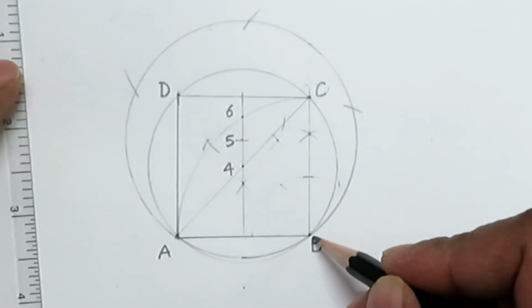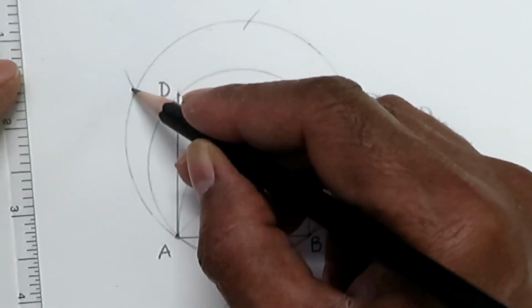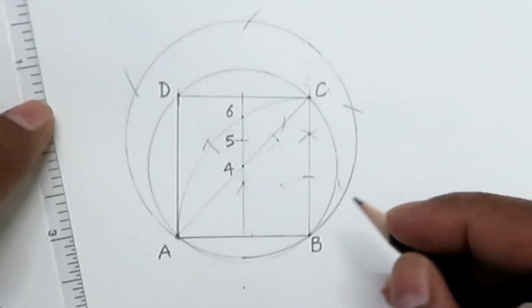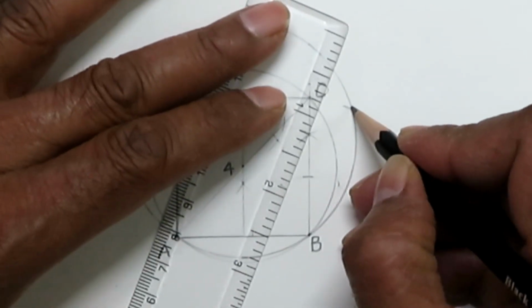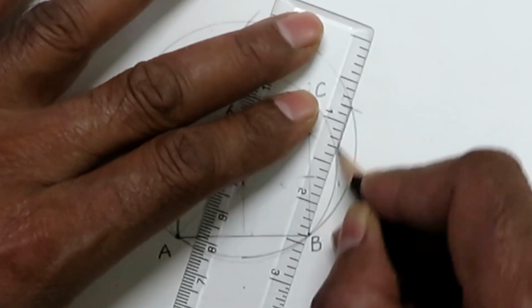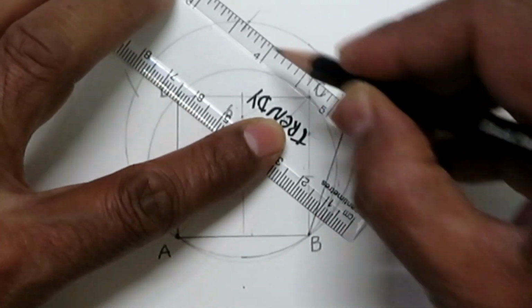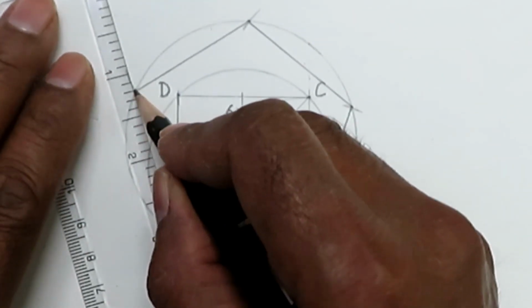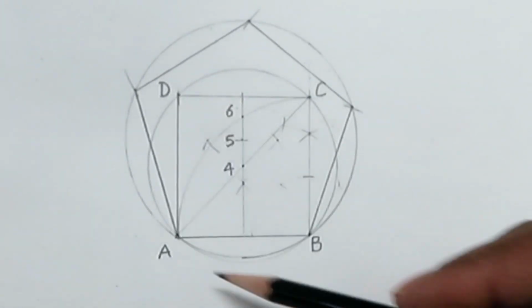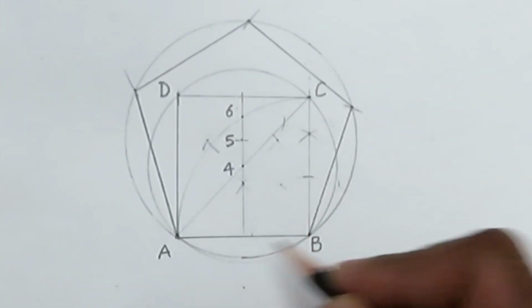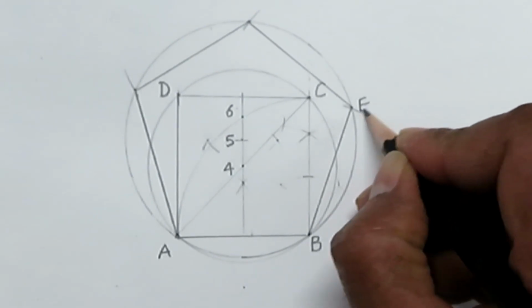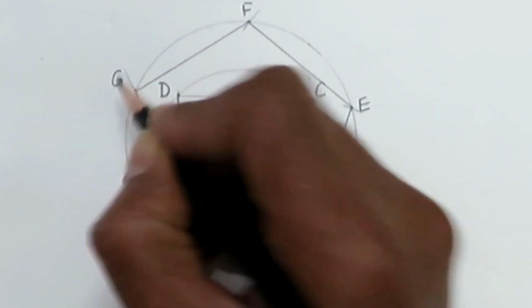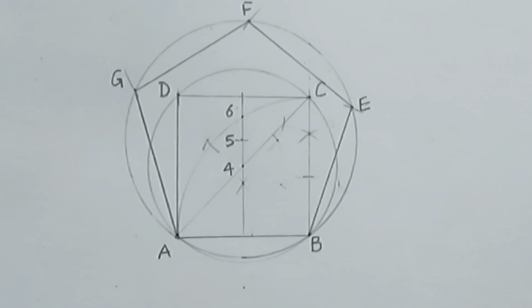So now we have got side 1, 2, 3, 4 and 5. So we will connect these points. So this is our regular pentagon. A, B, E, F, G, A.